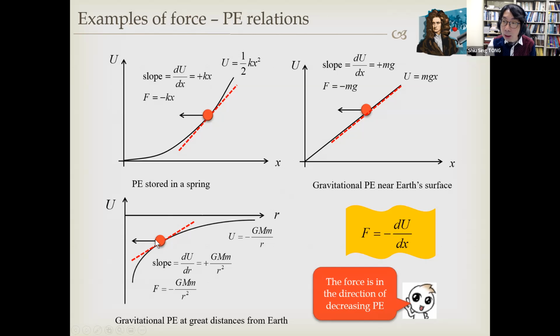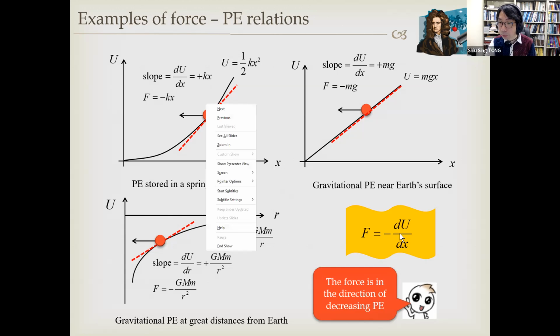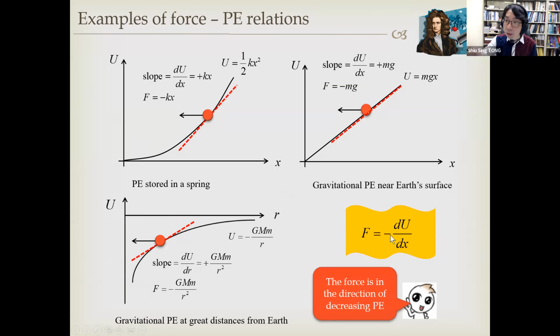Okay, so again, you imagine a marble here, and the marble will roll down the slope, so the force will be directed towards the direction of decreasing potential energy. So remember this relationship, and don't forget the minus sign. You just remember the marble rolling down the mountain, and that is a simple way to remember it.